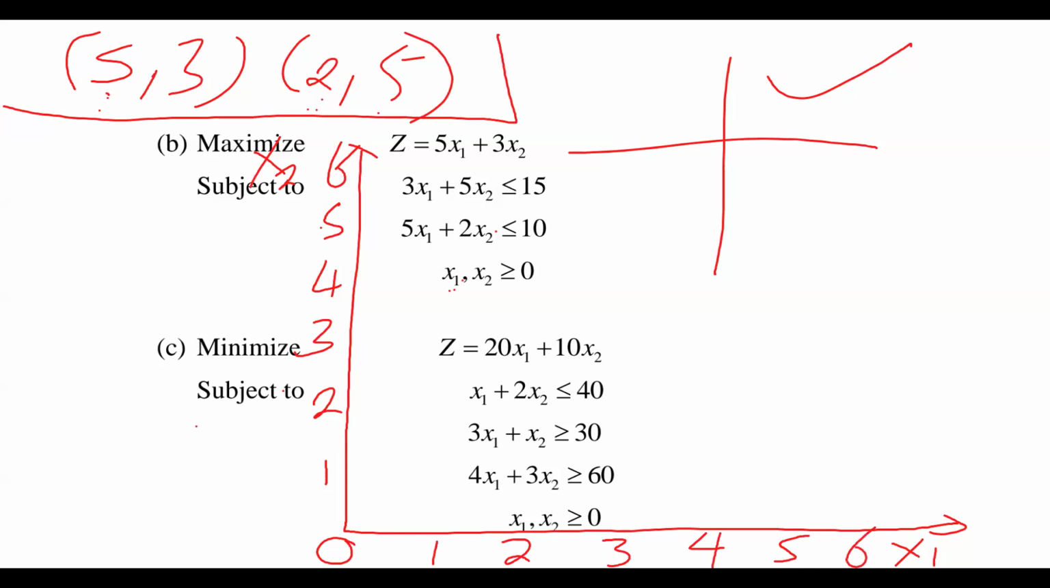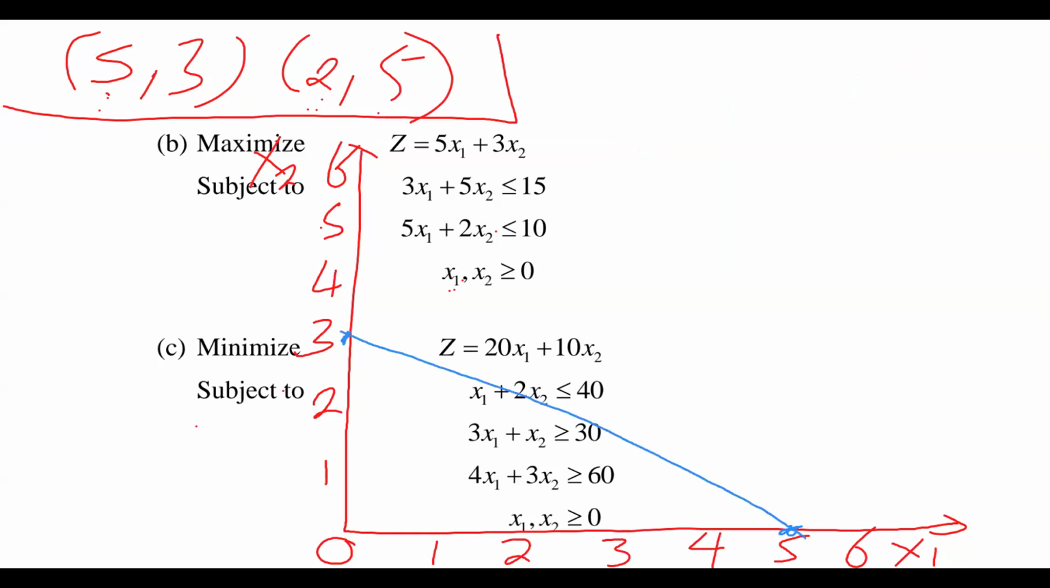Question done, right? Yes. We already done. So let's plot the first coordinates. What is our x1? x1 is 5. x2 is 3. So you draw the line.